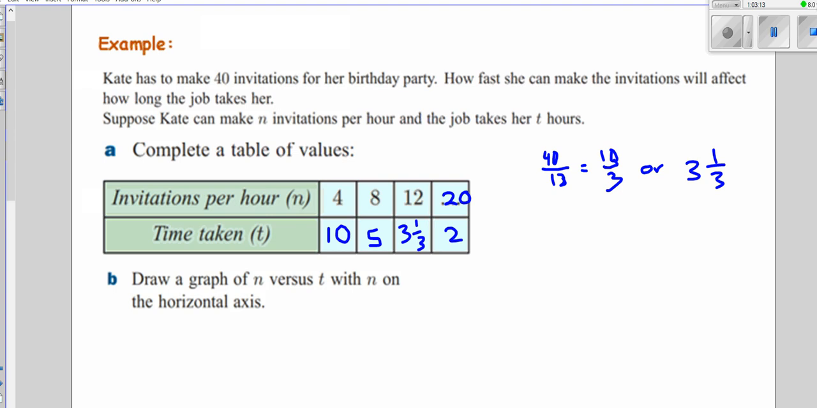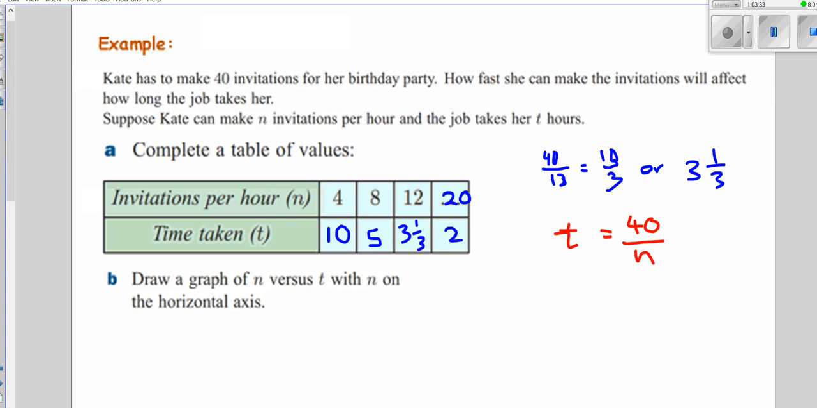Seems to be a general function, doesn't it? Seems to be the time taken is equal to 40 over n. Seems to be our general function, but let's see what happens.